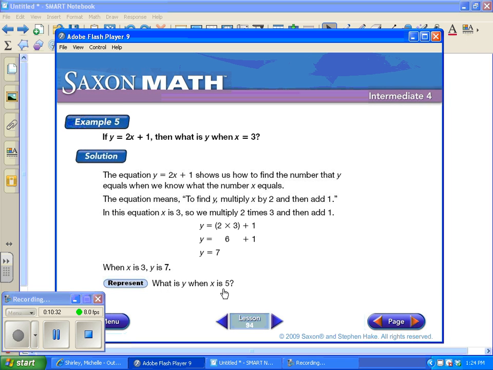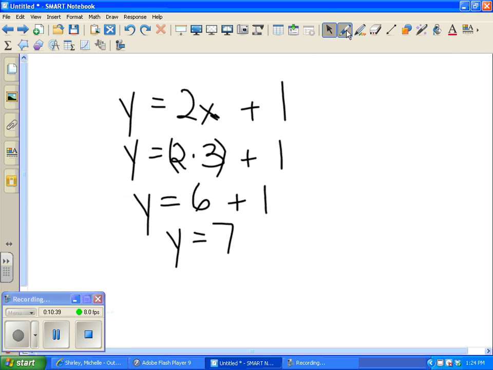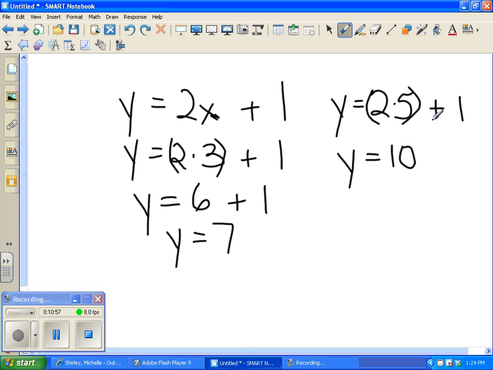Now look here. They're going to give us a different problem. So what is y when x is 5? Okay, so this time I have to rewrite the problem. Instead of writing x equal to 3, this time they want to know what if it's 5. So I have to do 2 times 5 plus 1. Okay, here we go. y equals 2 times 5 is 10. I bring down the rest of the problem, and if x equals 5, then y equals 11.